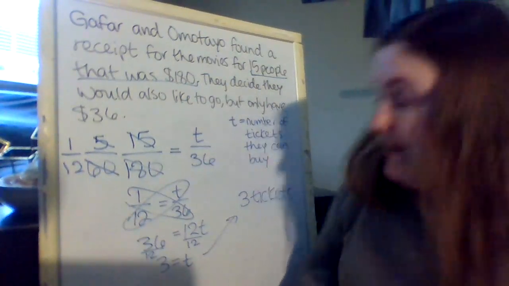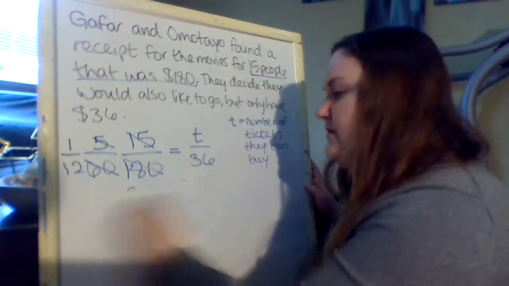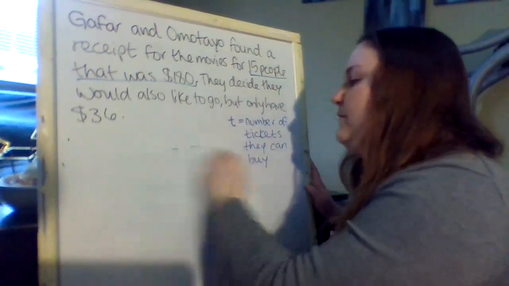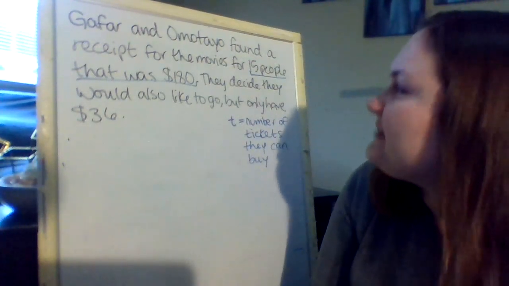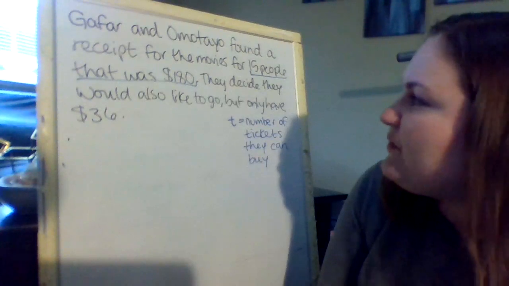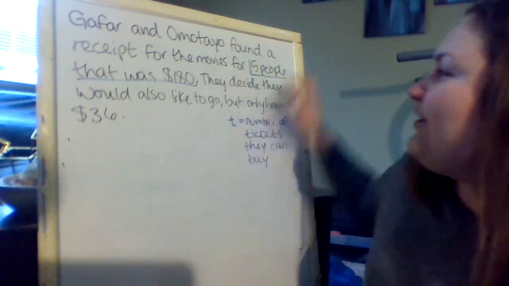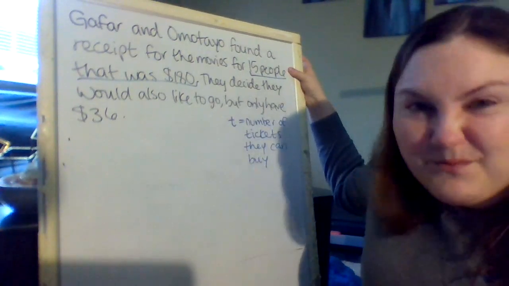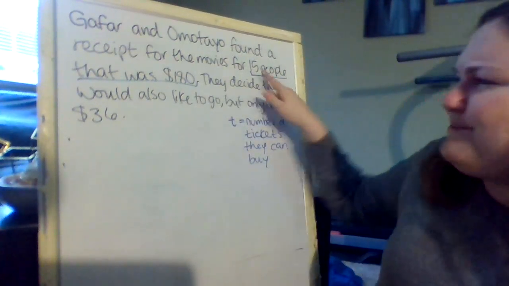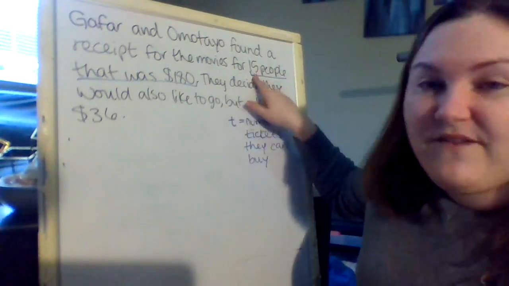The other way, though, that you can set this up with an equation is sometimes people read through this problem and they say, okay, Gafar and Umatayo found a receipt for the movies for 15 people. That was $180. And I've had students in class ask, why on earth do we care how much 15 people cost, right? If you go to the movie theater and they have this posted, you're going to be like, why do I care about that? I don't care about how much 15 people cost.